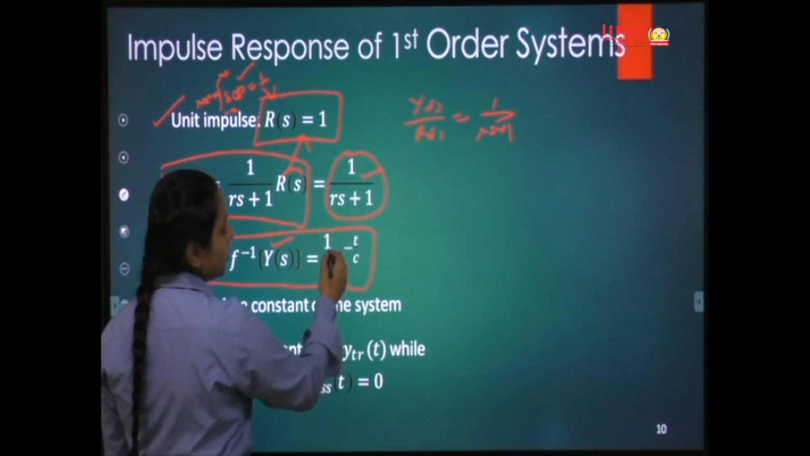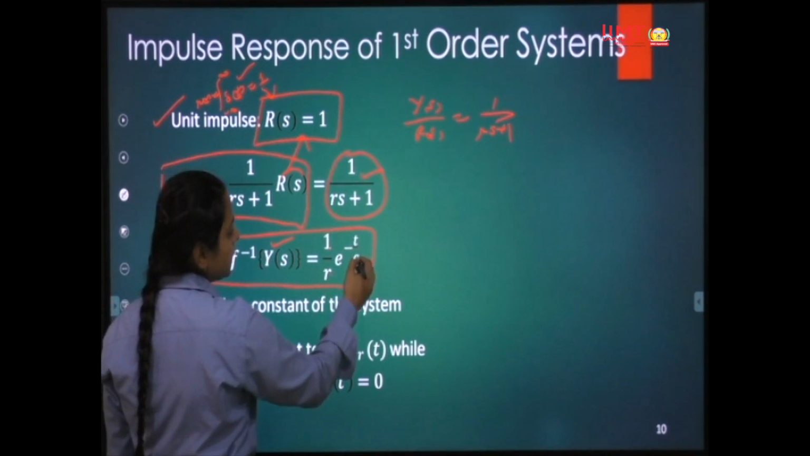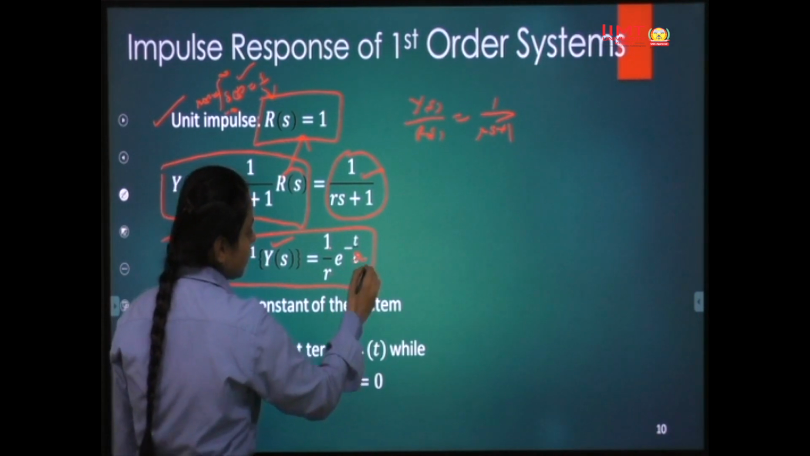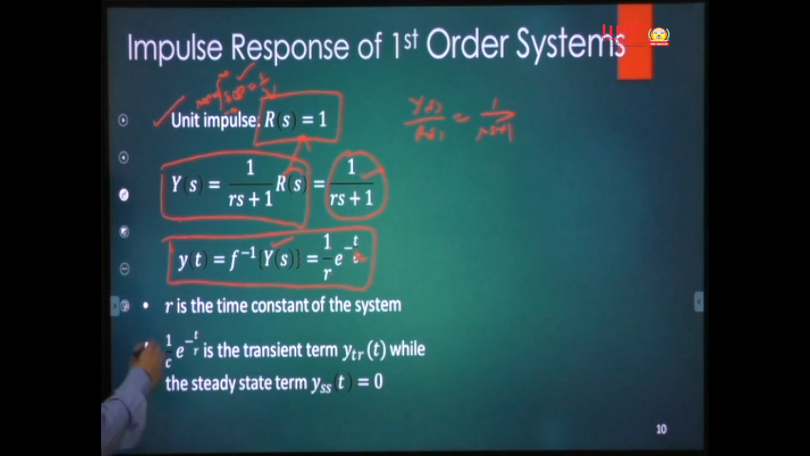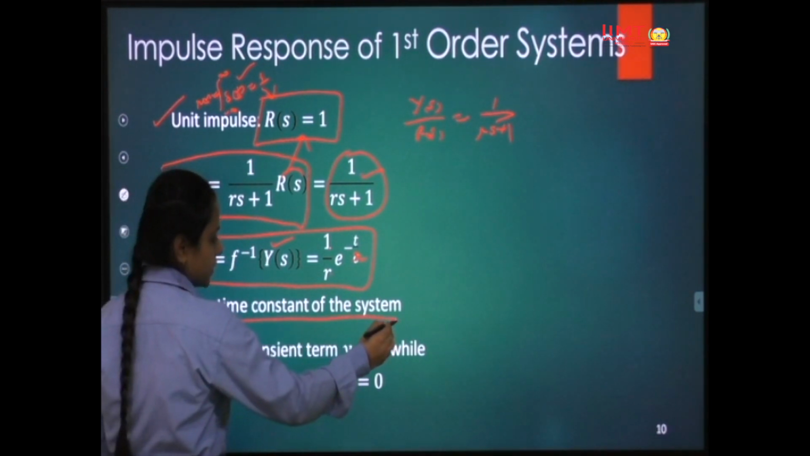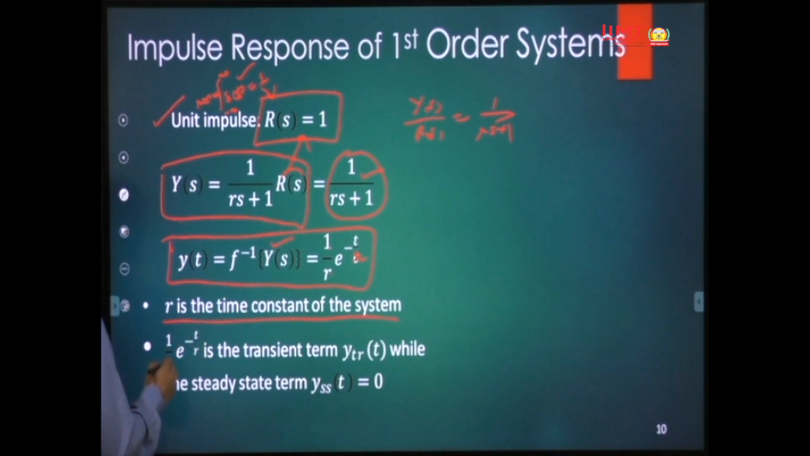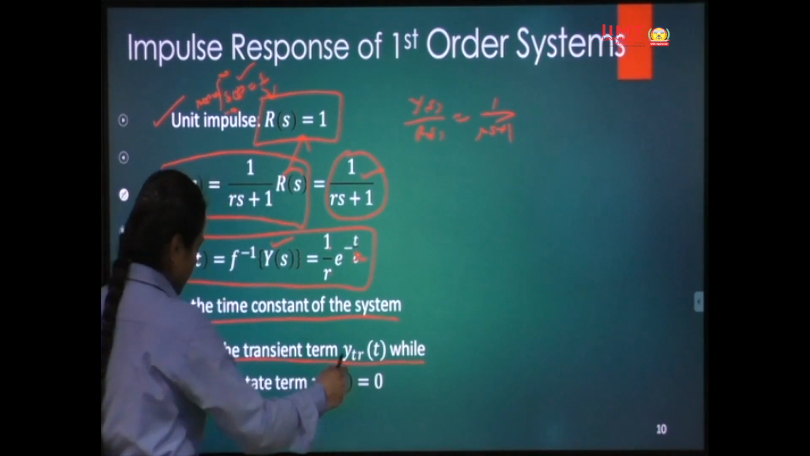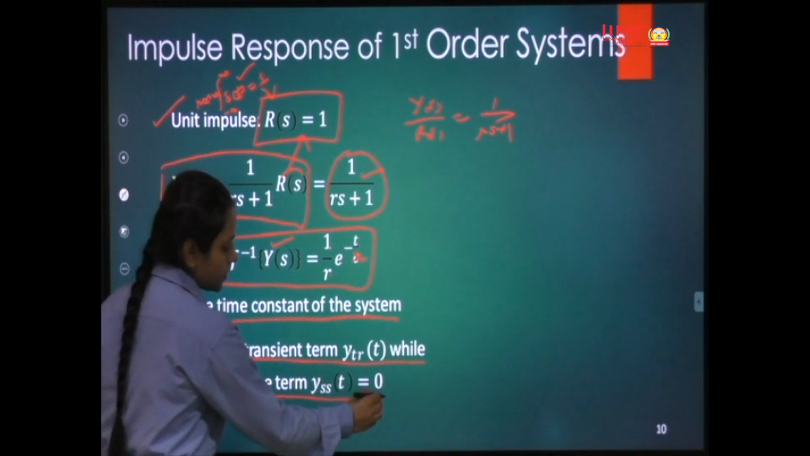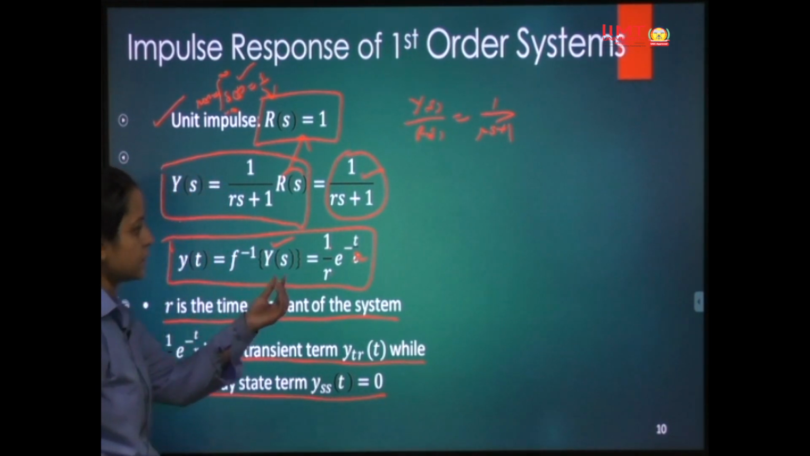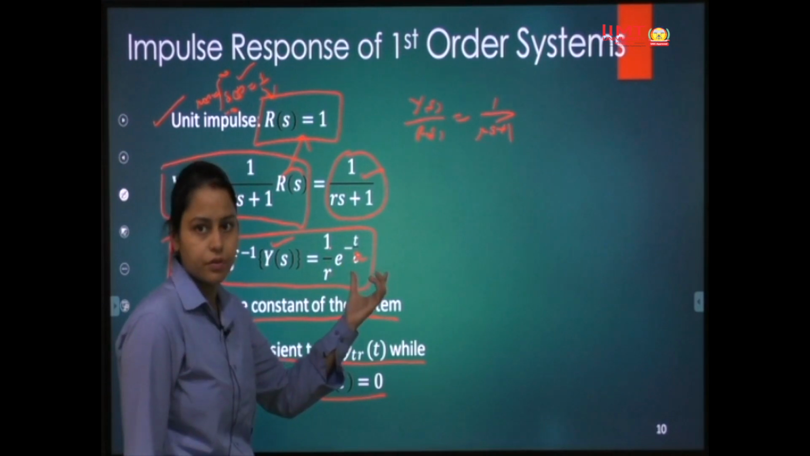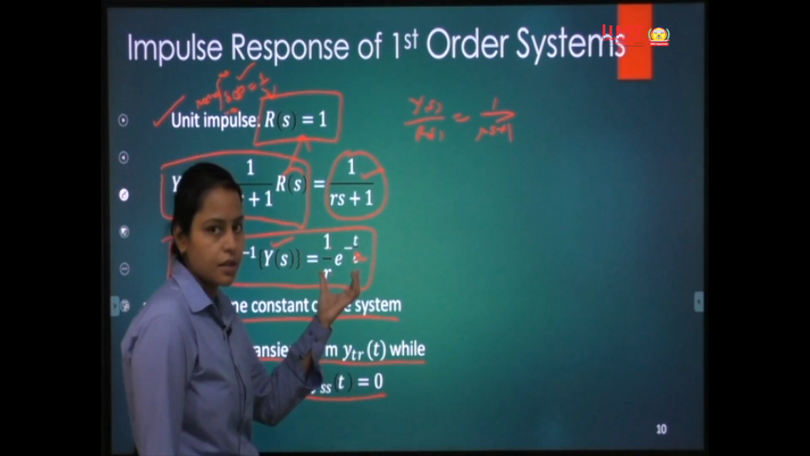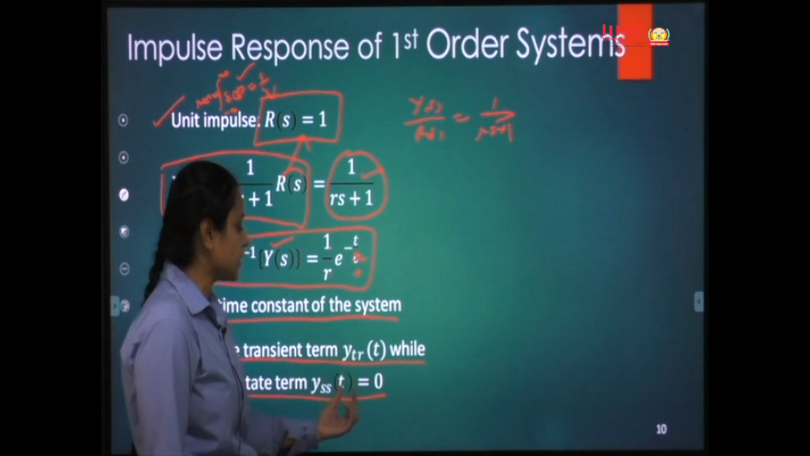The inverse Laplace transform of this is equal to 1 by T e to the power minus t by T. Okay, so T is the time constant of the system. It is called the time constant. 1 by T e to the power minus t by T is the transient term of y(t). The steady state term y_ss is equal to 0, as this term would become 0 as t tends to infinity. So this is our transient response, and for this particular system the steady state response is 0.